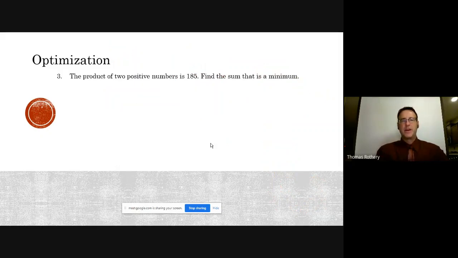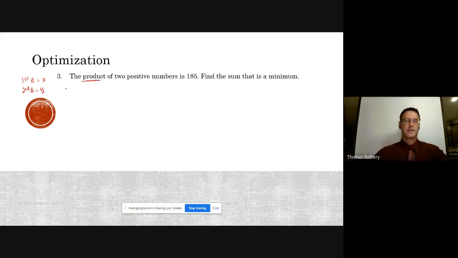All right, keeping on going. I've got 5 of these, so we're on number 3. It says the product of 2 positive numbers is 185. Find the sum that is a minimum. Okay, well, let's think about this. Two numbers, so let's identify the first number as x, and the second number will be y.